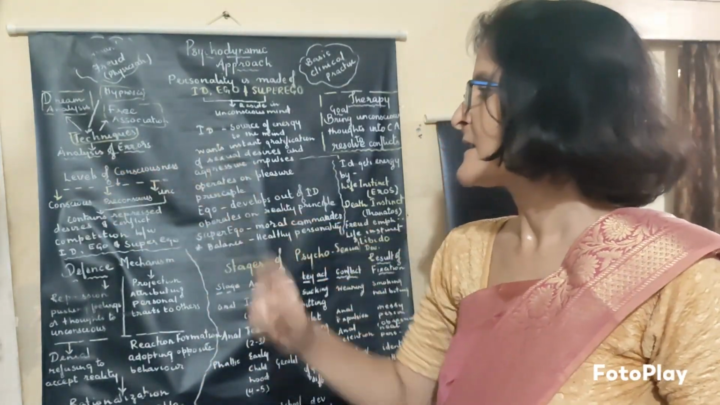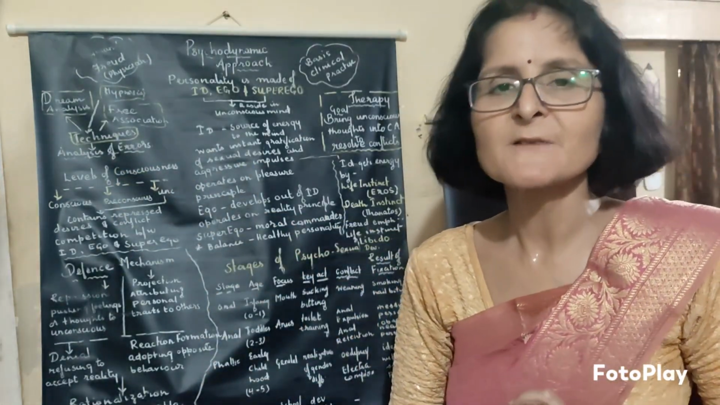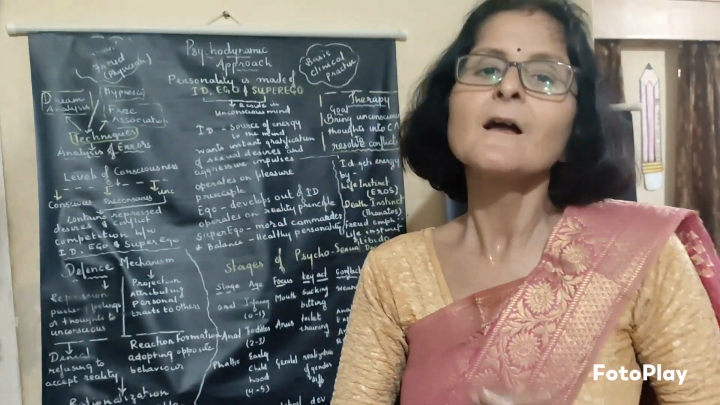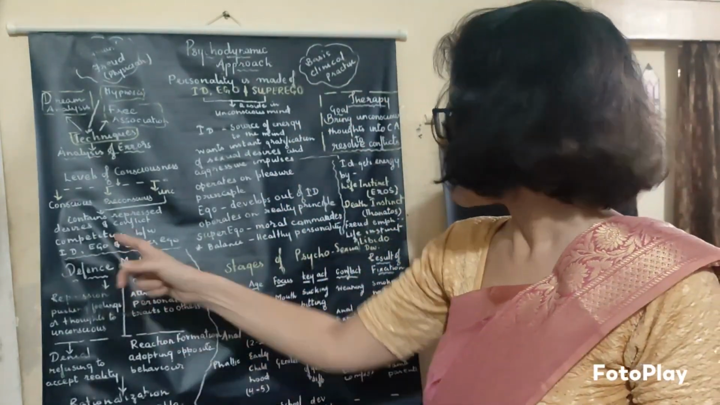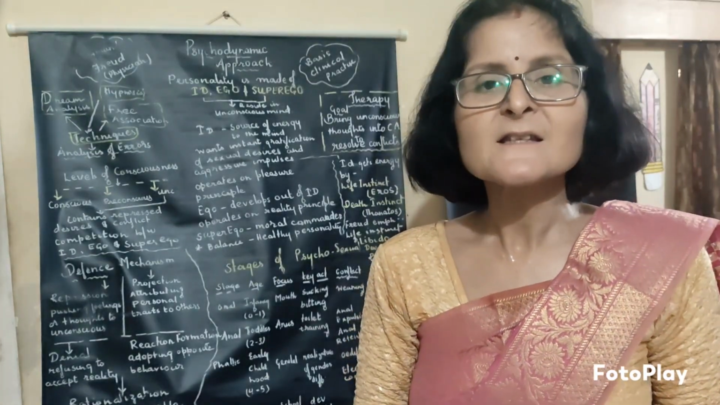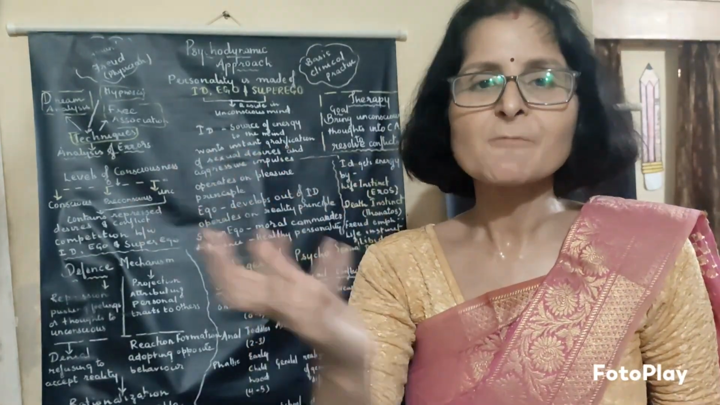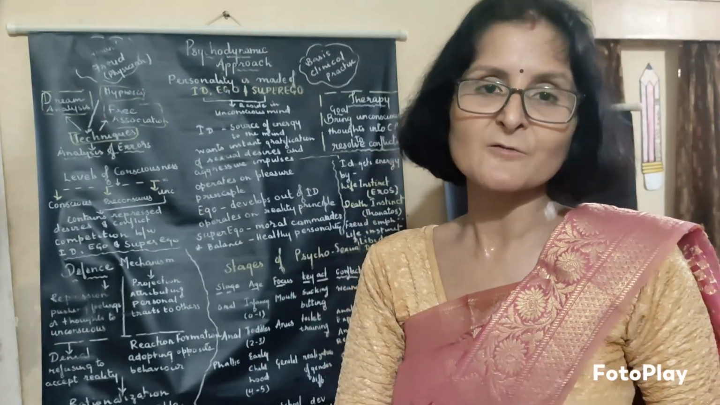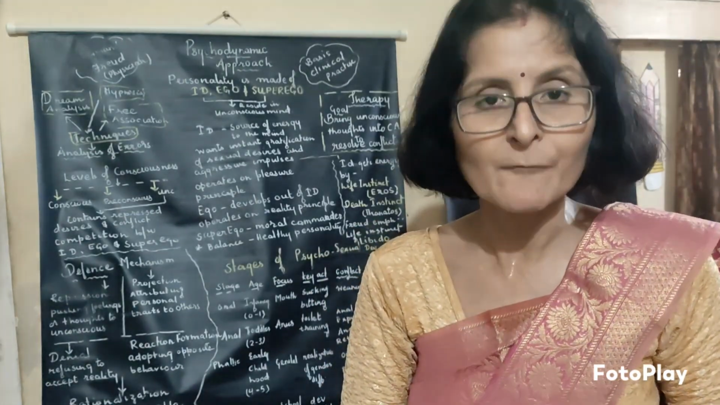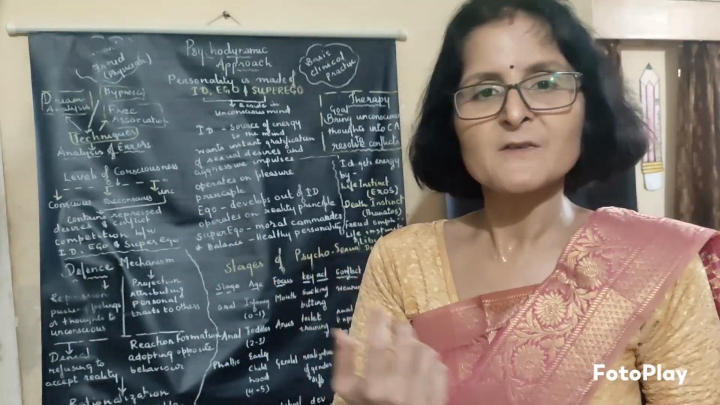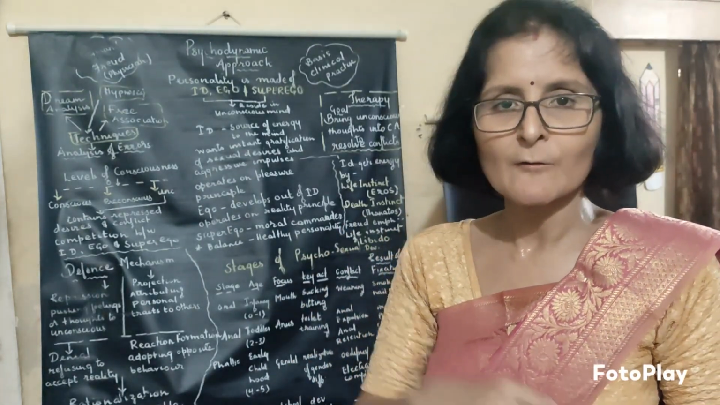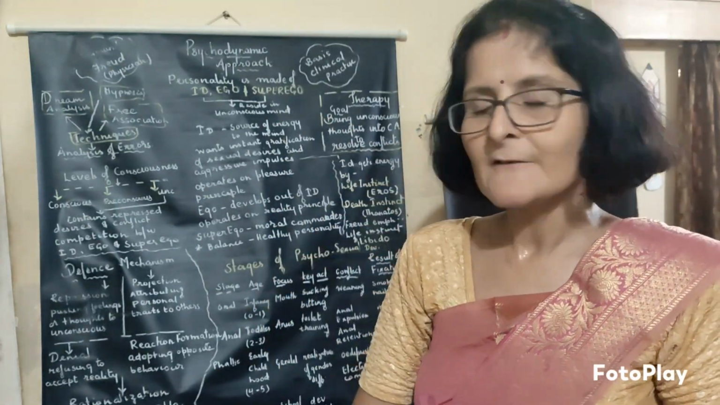It discusses the levels of consciousness which Freud talked about, that there are three levels of consciousness. One is the conscious level, that is of the things which we are aware of at present. For example, you are listening to this video, this you are aware of. Or I am teaching, I am aware of. I am making a video, I am aware of. So this is the conscious level.